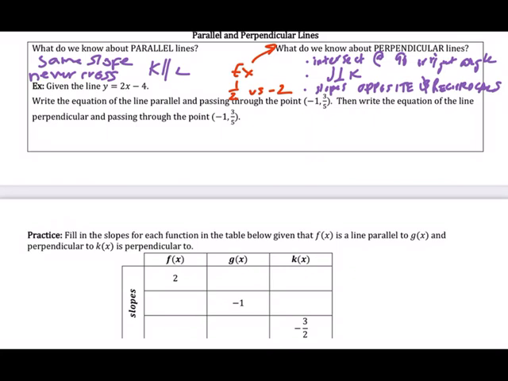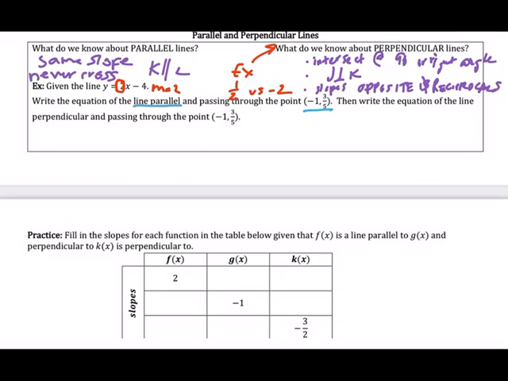Given the line y equals 2x minus 4, I'm going to already identify my slope since this is in slope-intercept form. So my original slope here is 2. Write the equation of the line parallel and passing through this point.